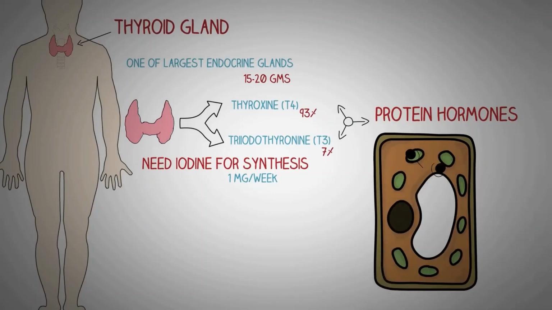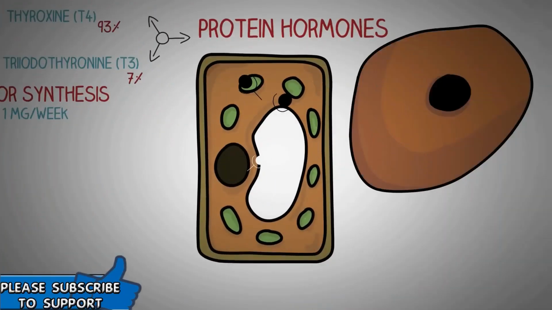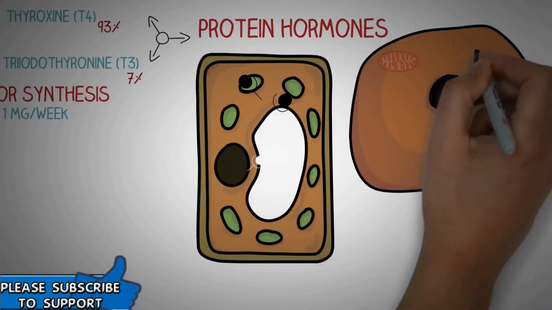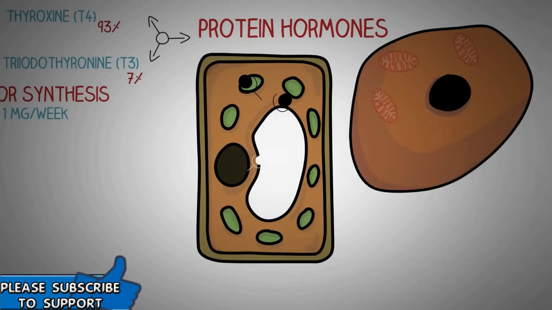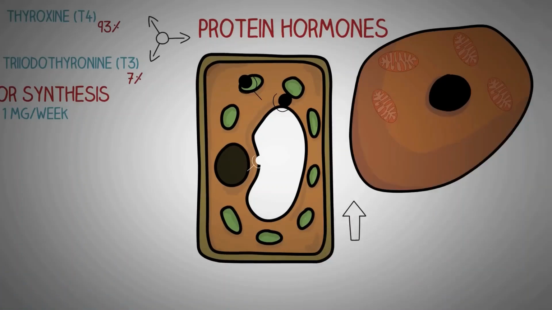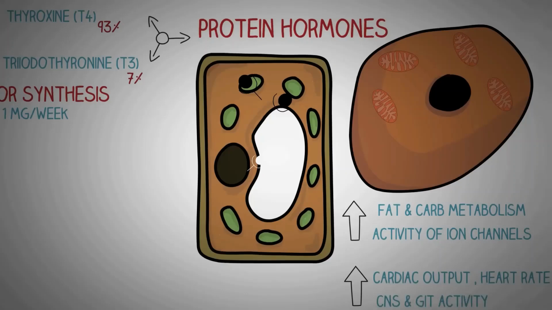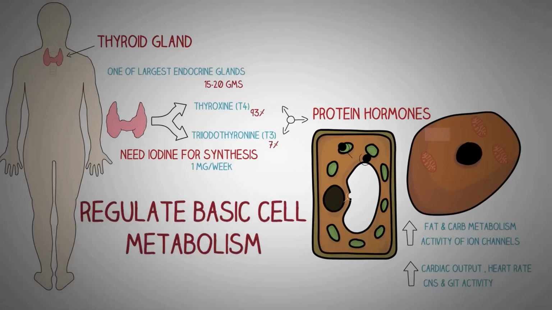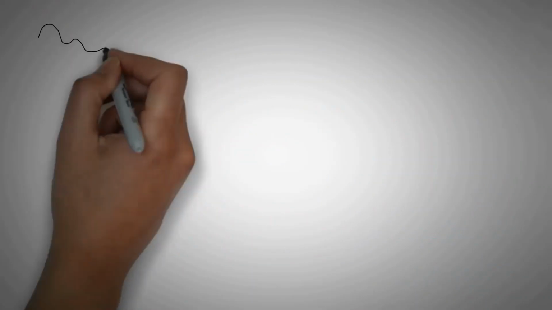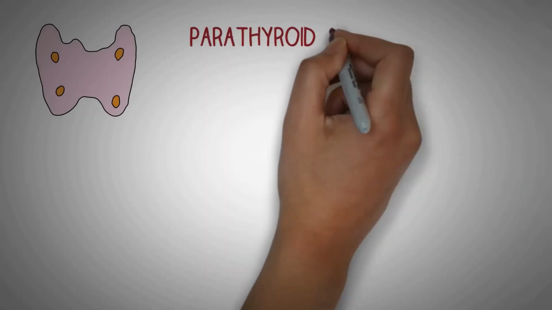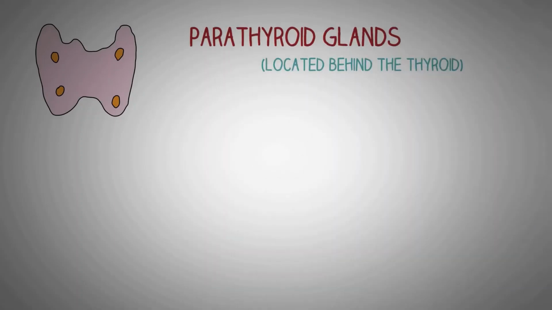These hormones are protein hormones that bind to the receptors which are mostly located in the nucleus or the cytoplasm of the cell. After that, thyroid hormones have hundreds of effects on cells, like an increase in the number of mitochondria of the cell, an increase in the carbohydrate and fat metabolism, and in the number and activity of the various ion channels of the cell membrane. It has many systemic effects like increased cardiac output, increased heart rate, and increased CNS activity. In short, we can say that the thyroid hormones are important in a way that they regulate the basic cell metabolism and activity, which ultimately affect the body as a whole.